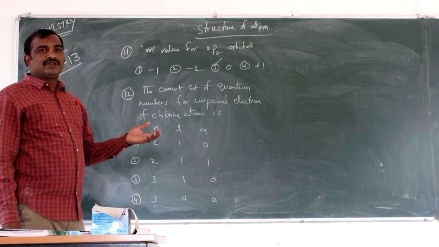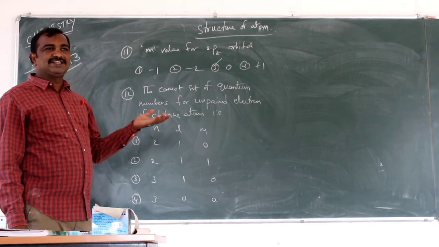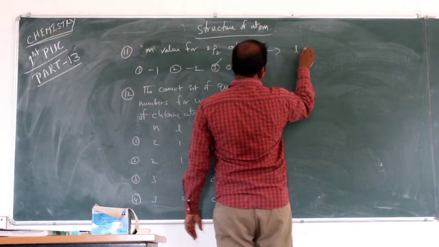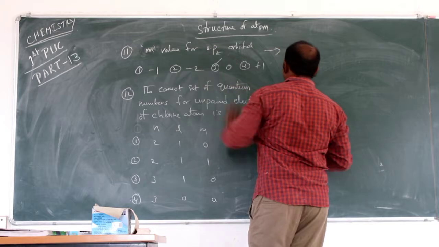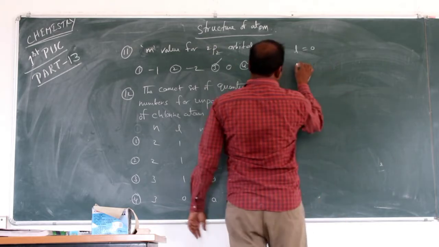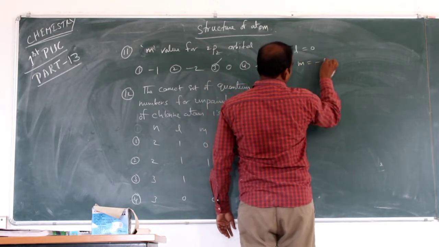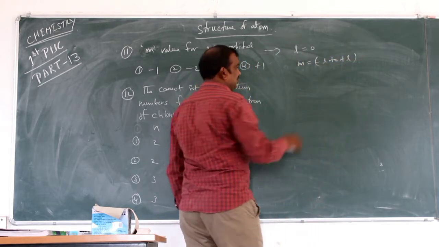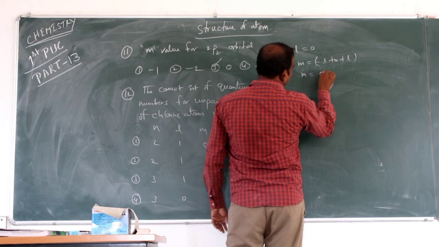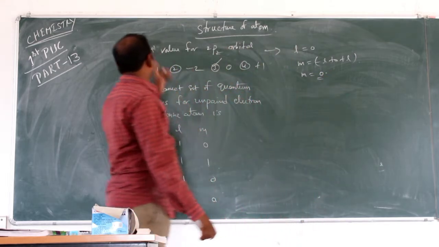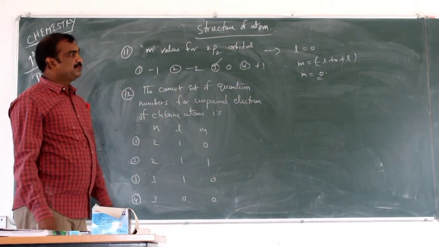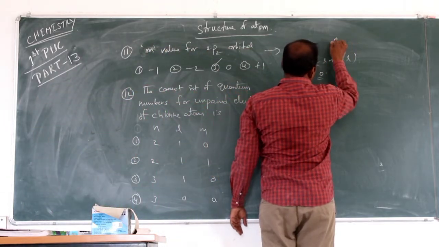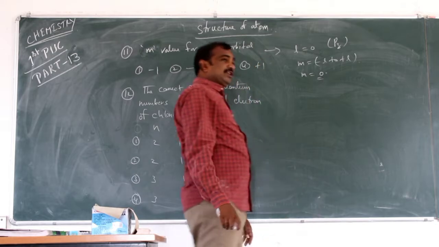Azimuthal orientation is zero, which means l is zero. l is zero means automatically m also becomes zero. So l is equal to 0 for pz. With l equal to 0, m depends on m is equal to minus l to plus l, so m is equal to 0. l is equal to 0 for pz because there are zero azimuthal orientations.